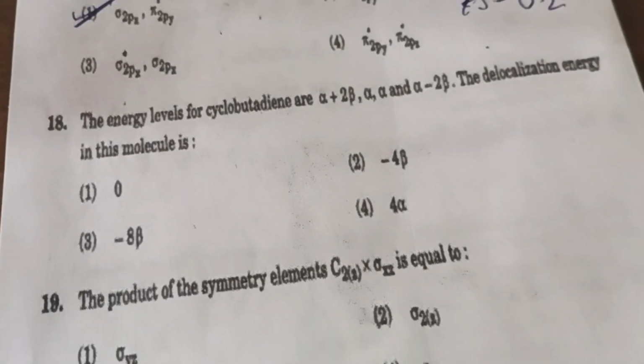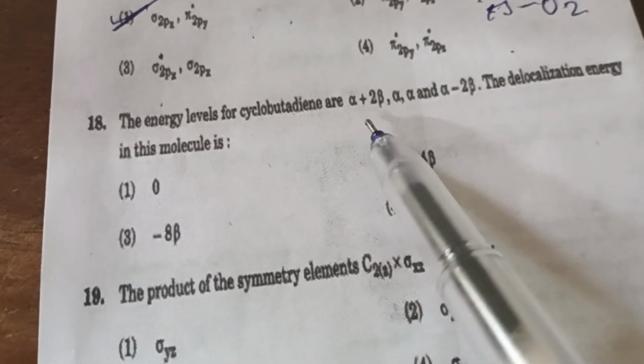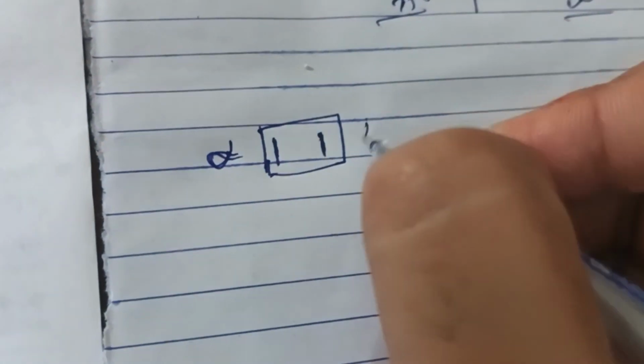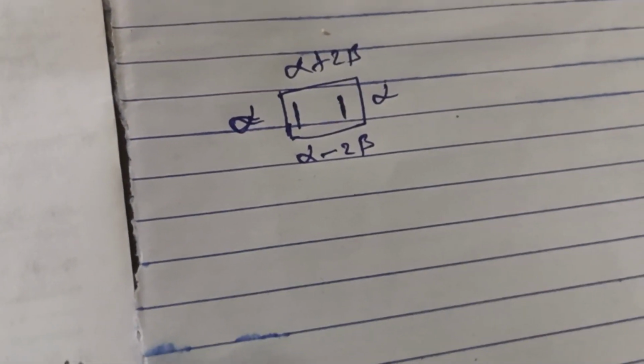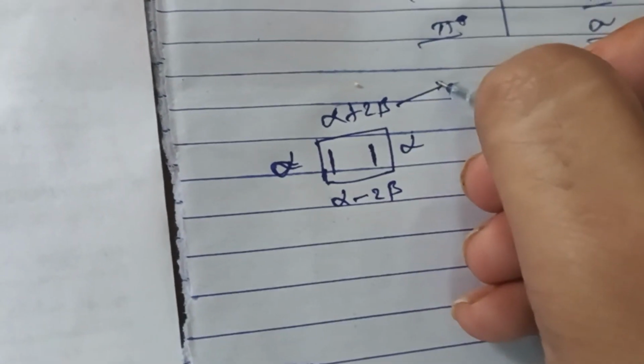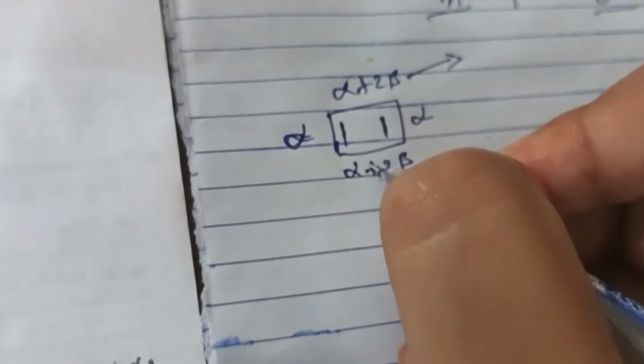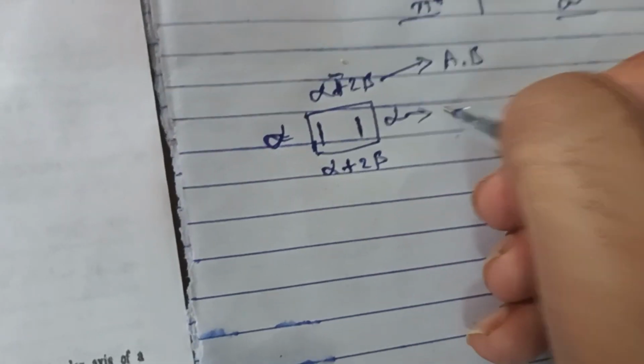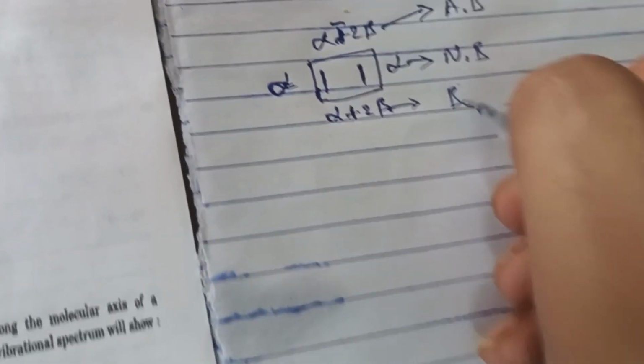Okay, the next question will be question 18. The energy levels for cyclobutadiene are alpha plus 2 beta, alpha, alpha, and alpha minus 2 beta. Here we have to know that this is cyclobutadiene, right? They are mentioning alpha, alpha, alpha plus 2 beta, and alpha minus 2 beta. We have to predict which is which: just write first plus and next minus. Alpha minus 2 beta will be the highest, the anti-bonding. These two are non-bonding, and this one is bonding.